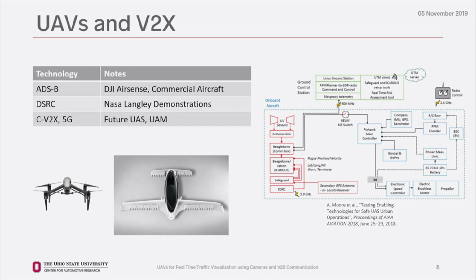So we have drones that are being deployed, and we have communication technology that NASA is recommending to enable autonomous flight in our cities. So with that being said, it's important to be able to simulate both drones and communication in future traffic scenarios.